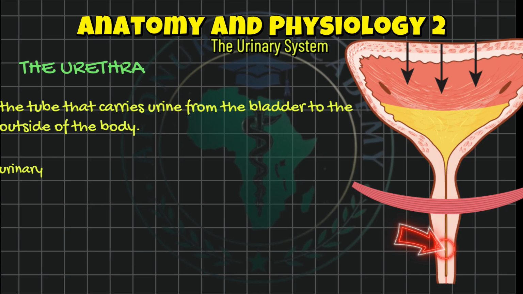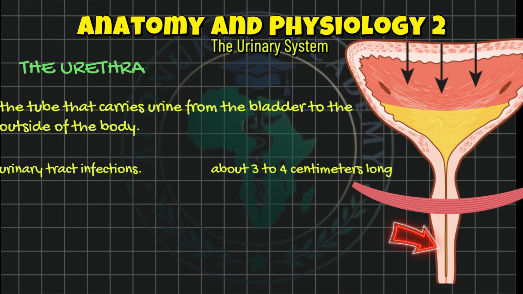In females, the urethra is relatively short, only about 3 to 4 centimeters long. It opens to the outside just above the vaginal opening. Because it's so short and because it's close to the anal area where bacteria naturally live, women are much more susceptible to urinary tract infections than men. Bacteria have a shorter distance to travel to reach the bladder.